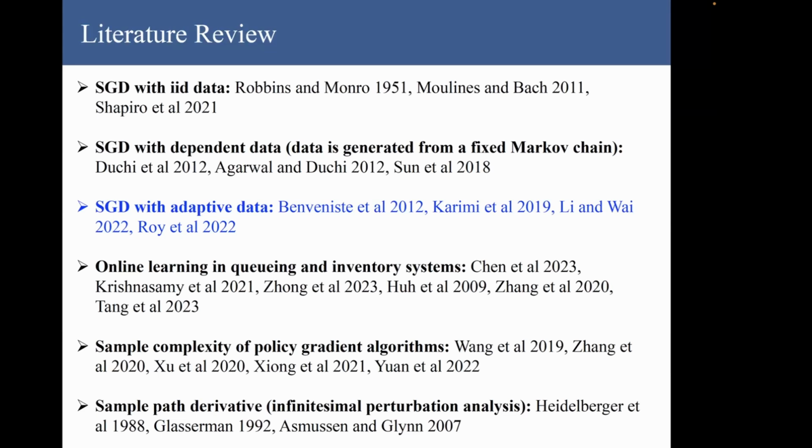And lastly, I'm going to actually use some results from the simulation literature called infinitesimal perturbation analysis, which is essentially taking a sample pathwise derivative. This is the way that I'm actually going to come up with good gradient estimators, in some of the examples that I'm going to talk about.